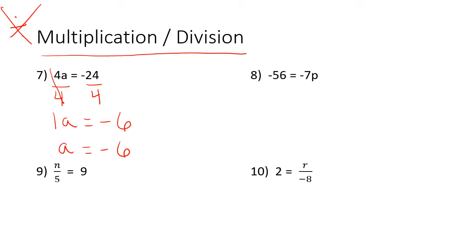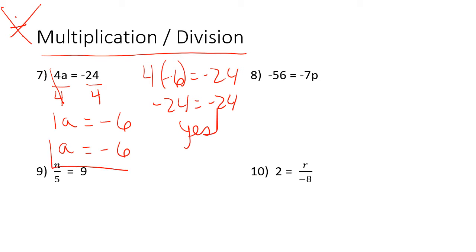And we can check these also the same way. We are going to use parentheses for the variable. We are going to substitute in our answer of negative 6 in for a. So now we have 4 times negative 6, which is negative 24, equals negative 24. Is that true? Does negative 24 equal negative 24? Yes, it does. So our answer is a equals negative 6. Be careful, our answer is not negative 24.